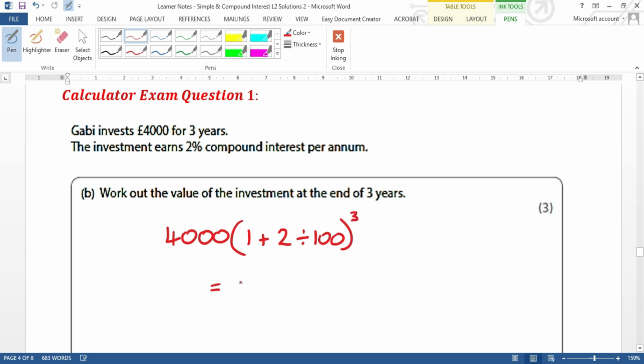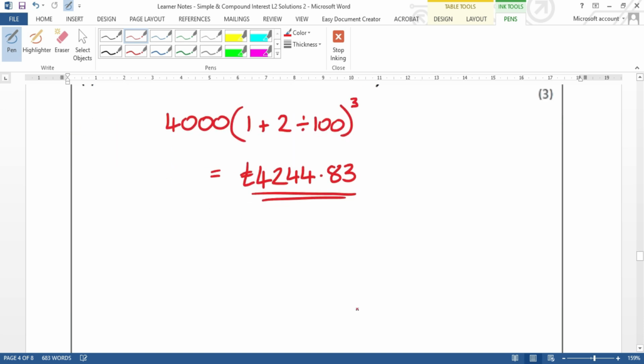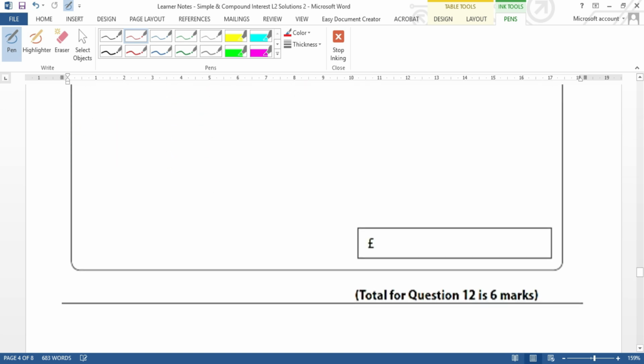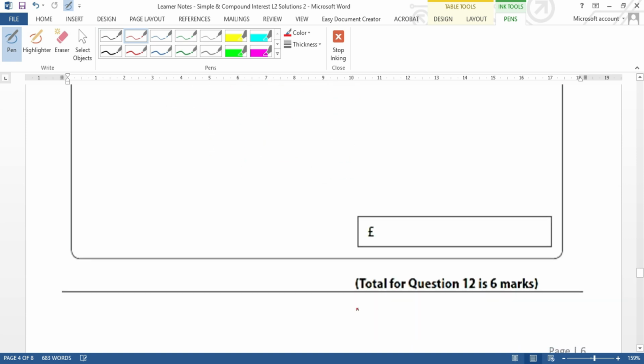And let's type that in because it's on the calculator paper. 1 plus 2% to the power 3. That gives me a final answer of £4,244 and 83 pence to the nearest pence. That's my answer. And you can put that answer in the answer box as well here. 4244.83.